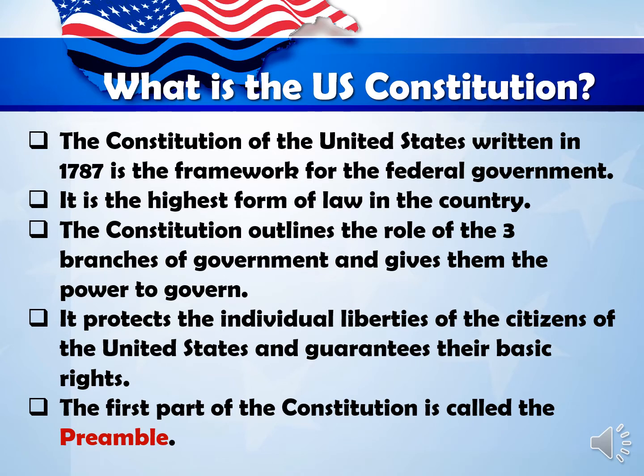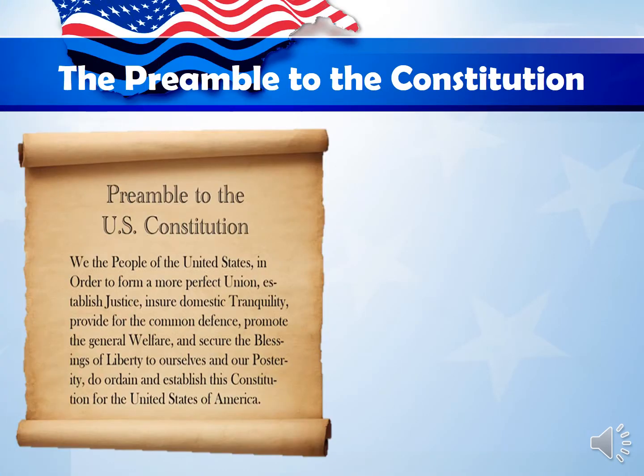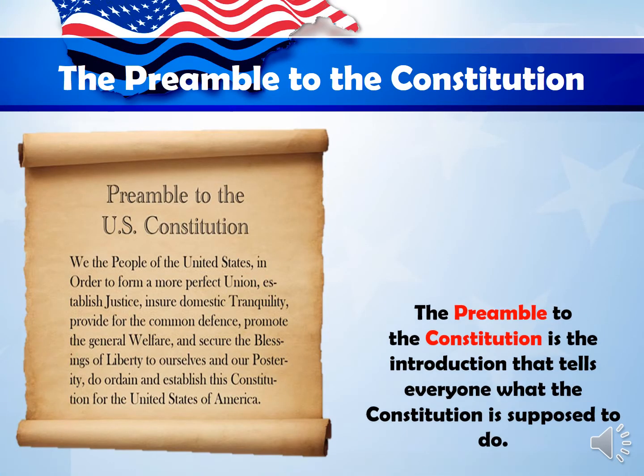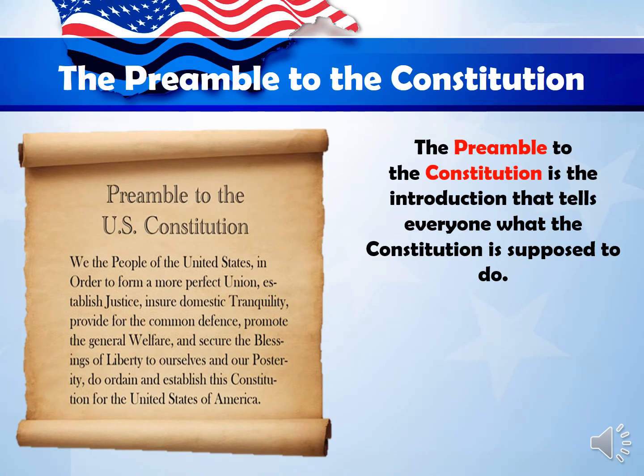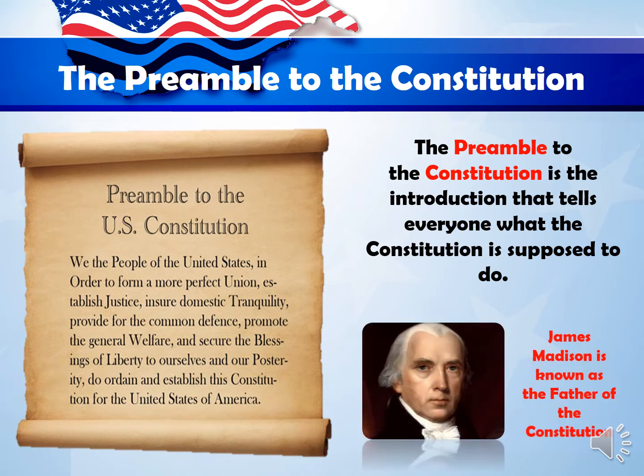The first part of the Constitution is called the Preamble. The Preamble to the Constitution is the introduction that tells everyone what the Constitution is supposed to do. James Madison is known as the father of the Constitution, as he was the key person to draft the contents of the Constitution. So I'm going to read what the Preamble to the Constitution says.